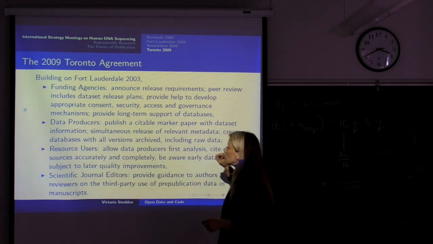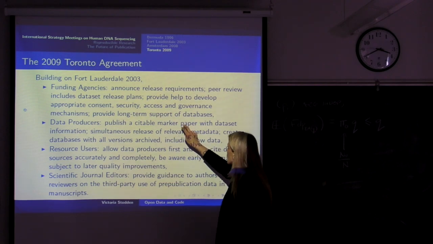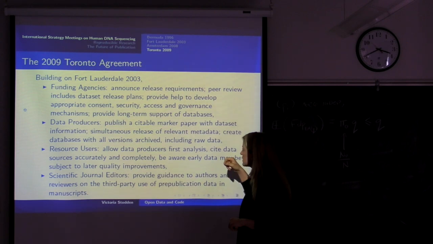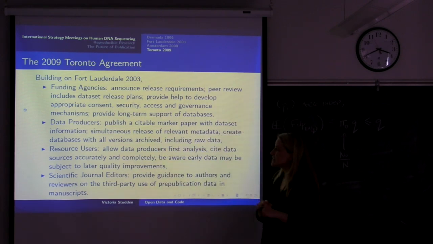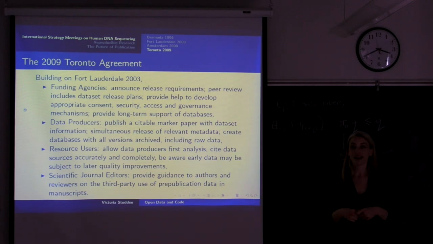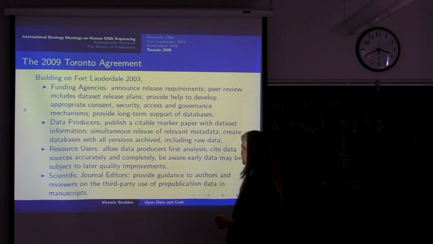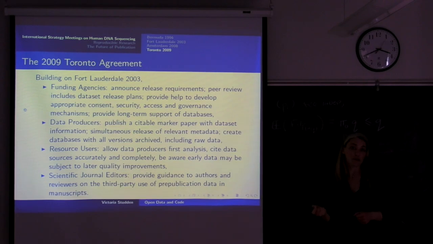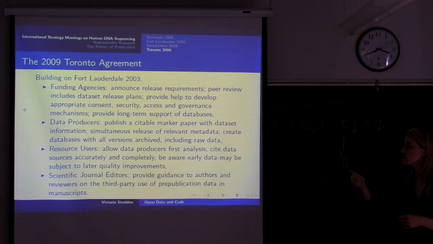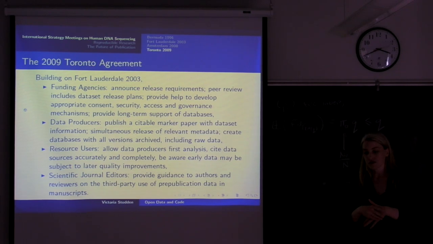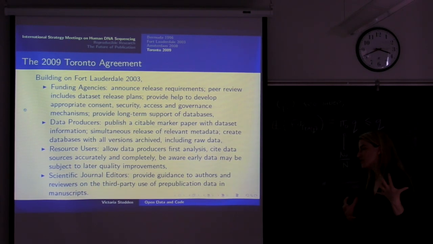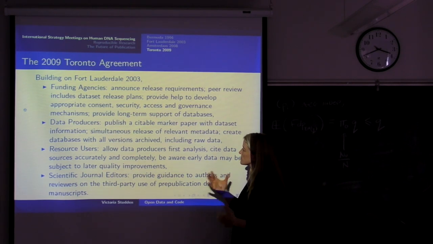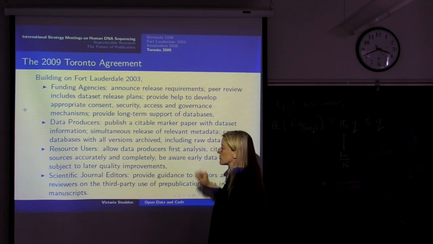So now data producers have a little more on them: producing a citable marker paper with data set information. So more than just a project description, they're getting more detailed now. Simultaneous release of relevant metadata. So don't release the data and then next year release the metadata associated with it that makes it usable. Create databases with all versions archived. So now they're starting to get this sense that versioning might be important in data release. In fact, it's enshrined in 2009, so that you don't go back and fix earlier things that other work relied on and make people update results. So they're starting to get this idea of version control, even for the raw data.